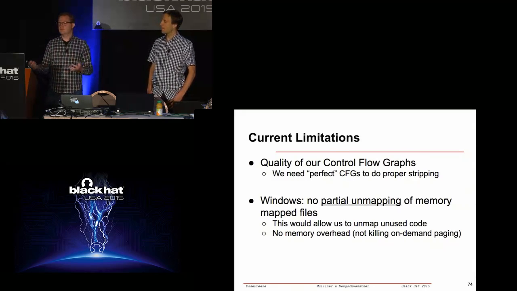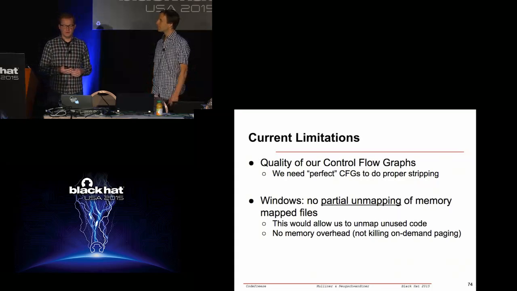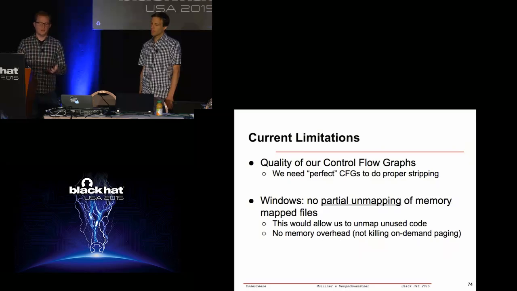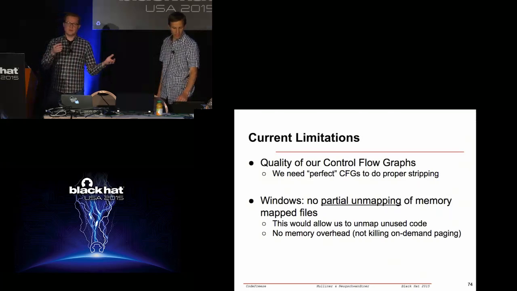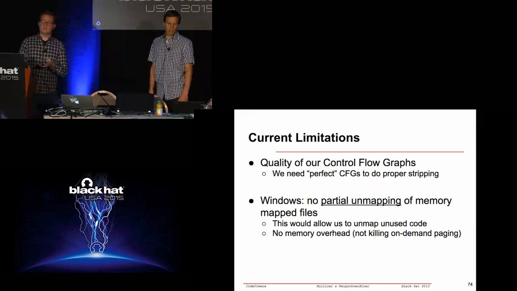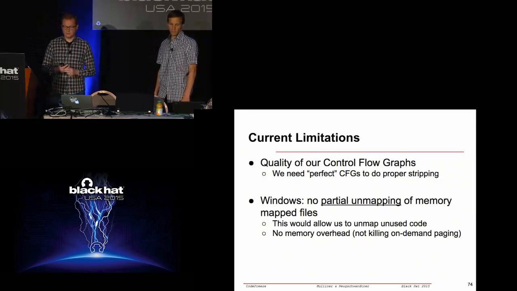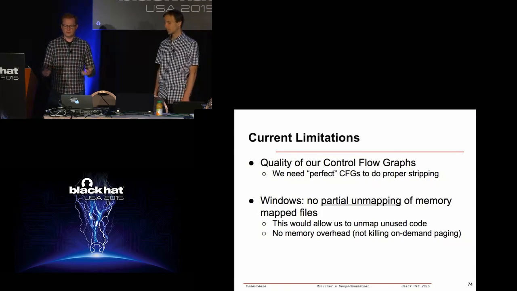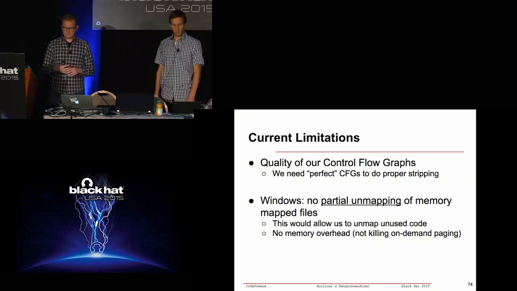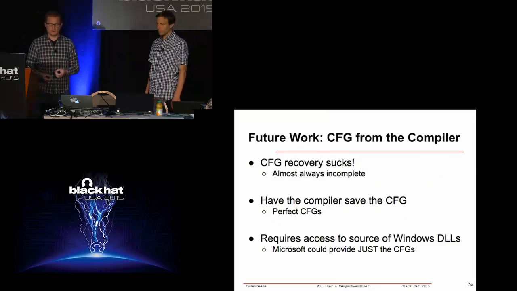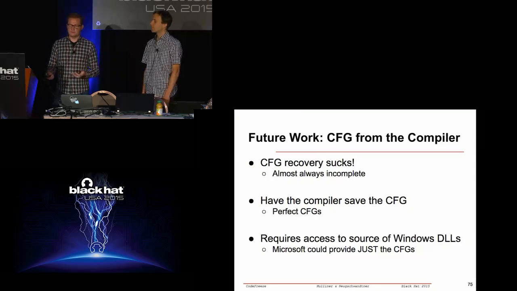One idea was, hey, we could just unmap certain parts of the library that are not used, but actually Windows does not support partial unmapping of files. So you cannot map a 10 megabyte file and then unmap 2 megabytes somewhere in the middle. That's just not supported. But if we had this functionality, instead of overwriting the code, you could just unmap those unused regions, and with that we also wouldn't have any memory overhead, because we wouldn't mess with the on-demand paging.